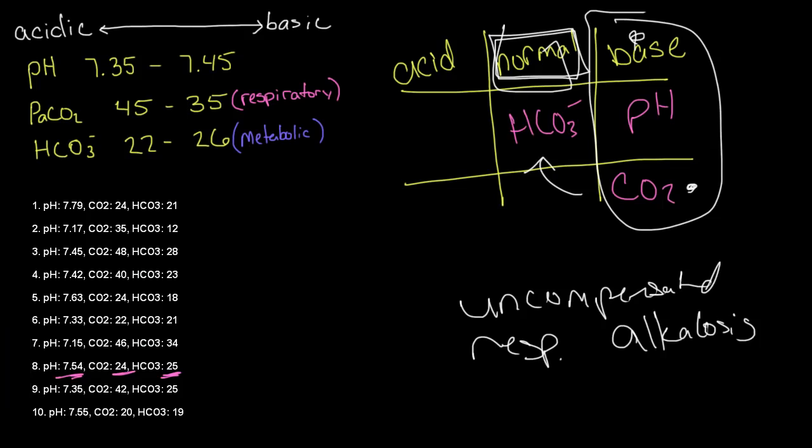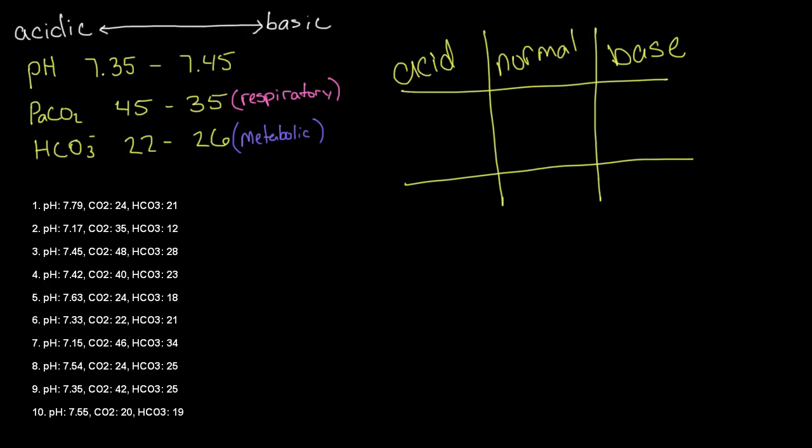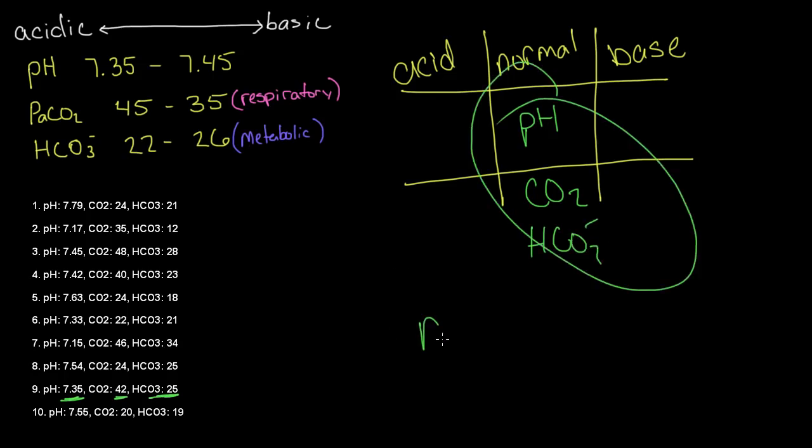Okay, moving on to problem number 9 here. pH is 7.35. 7.35 is normal, so pH goes in the normal column. The CO2 is 42. 42 is normal. Okay, so we write down CO2 in the normal column. And our bicarbonate, 25, is also normal. So this is another case where the pH is fine. It's another normal ABG reading.